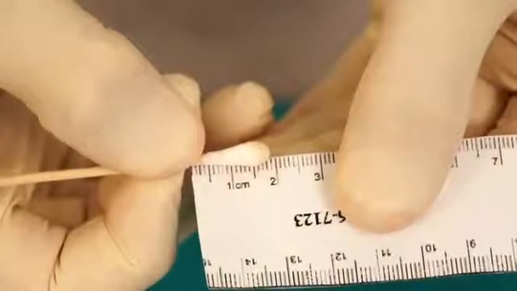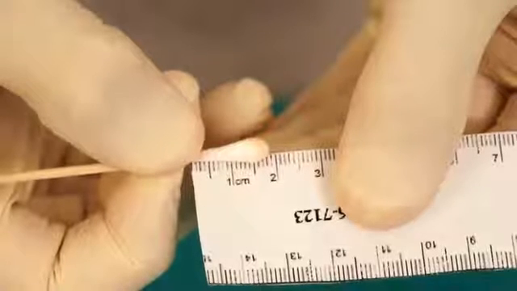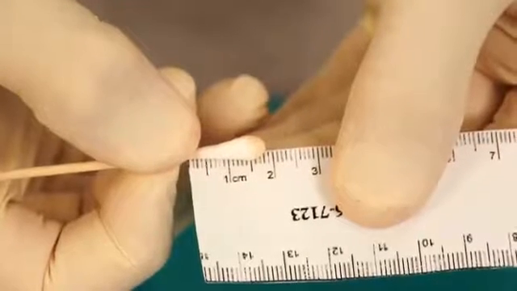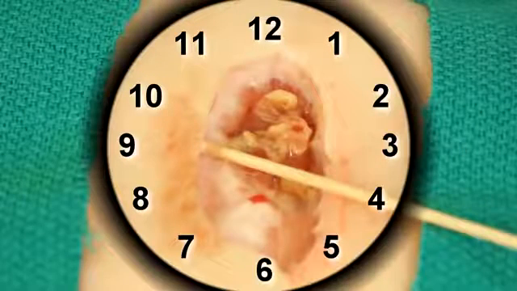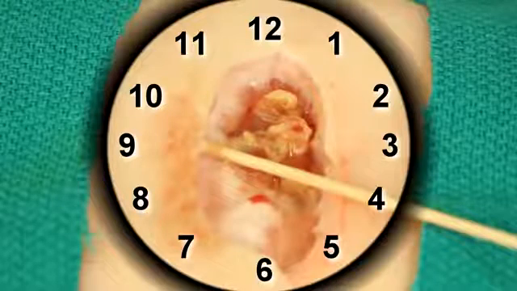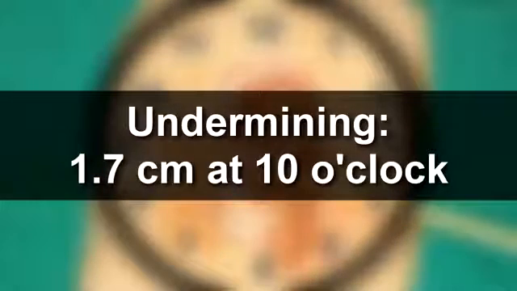In this particular instance, it appears that the undermining is approximately 1.7 centimeters. As you will recall from the last image, the undermining is located at 10 o'clock. This would be recorded as 1.7 centimeters of undermining at 10 o'clock.